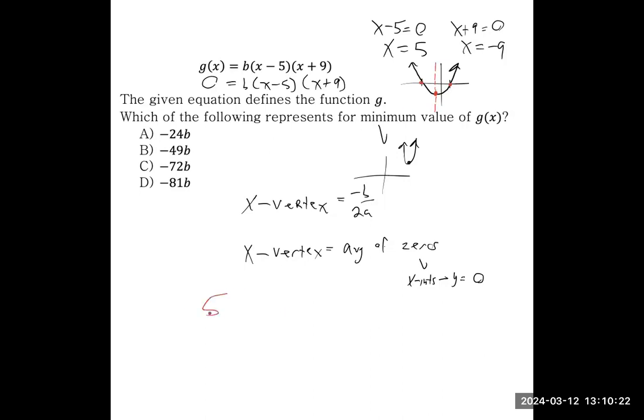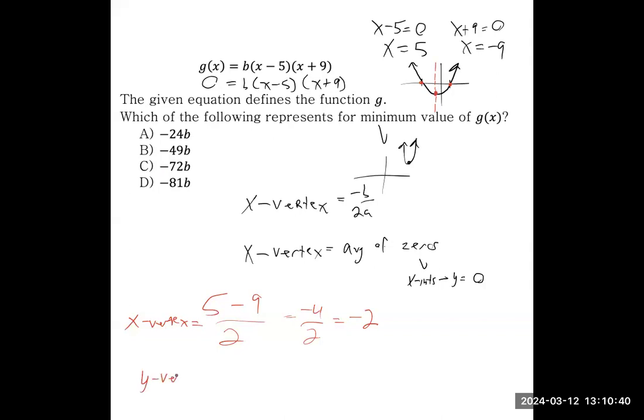So to do that mathematically, we just take the average of 5 and negative 9, and that's going to give us the x value of our vertex. So that's negative 4 over 2, which is negative 2. And so if this question asks, what's the x value of the vertex, or where can we find the vertex, you could say at x equals negative 2.